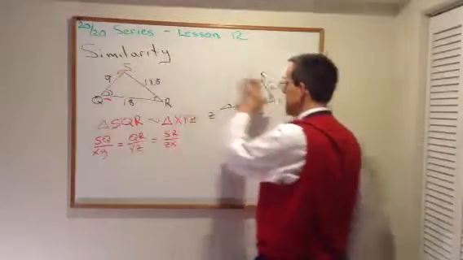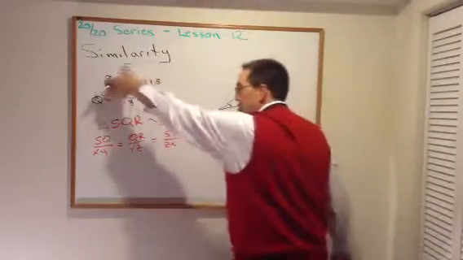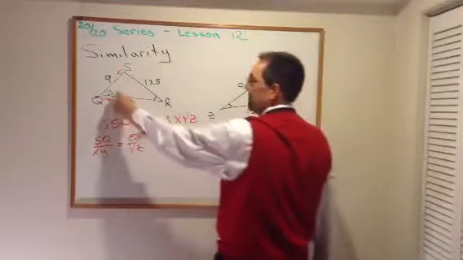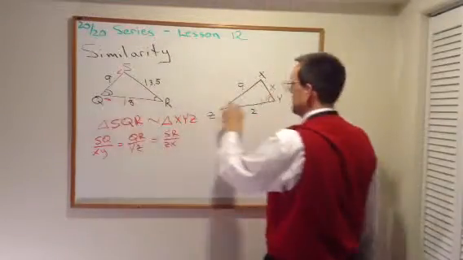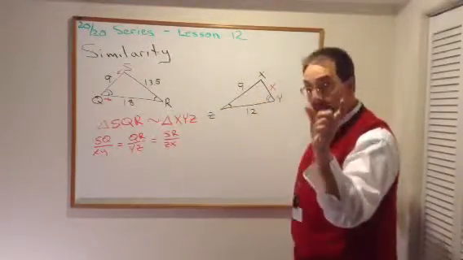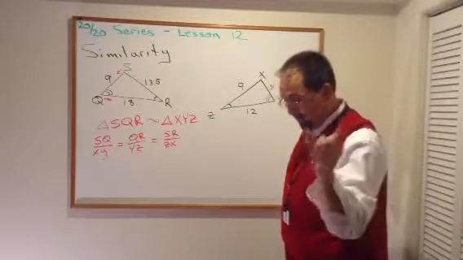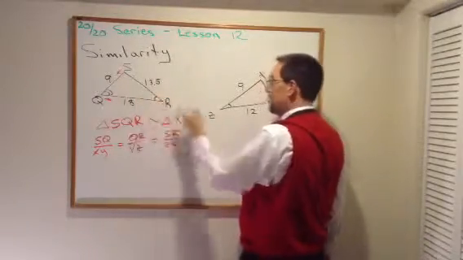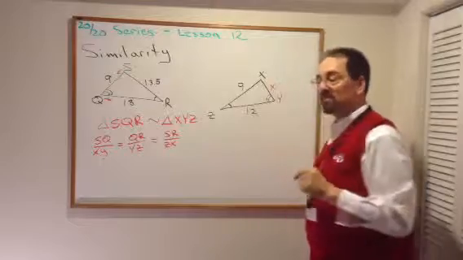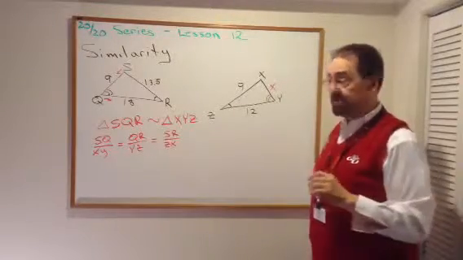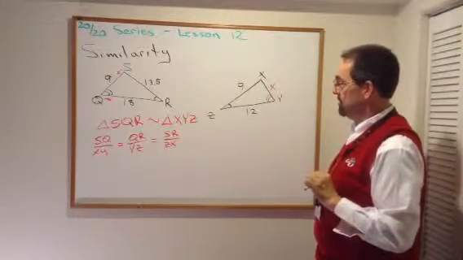Remember, set it up. Corresponding. Which side goes to which side? Well, we were given these congruent angles, and the angle rule, yep, angle. If two angles of one triangle are equal to two angles of another triangle, then they are similar triangles.